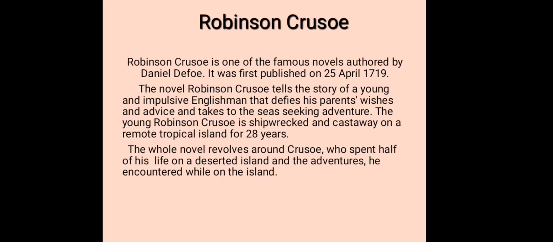The young Robinson Crusoe is shipwrecked and cast away on a remote tropical island for 28 years. The whole novel revolves around Crusoe, who is a protagonist and who spent half of his life on a deserted island, and the adventures he encountered while living on the island.